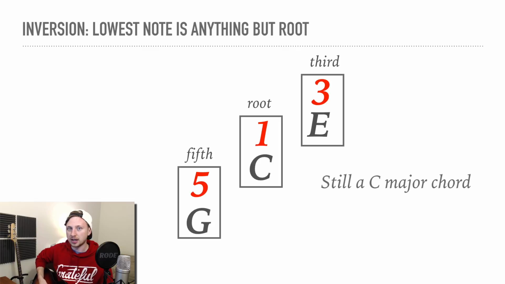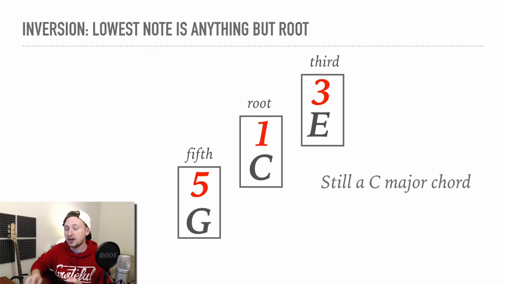Now, we could put the 5th down there as well. In this case, we've got G in the bass, and this is still a C major chord. Nothing about the nature of the chord has changed. We're just putting a different note in the bass position. And that is what an inversion is. Anytime you're playing a chord and the lowest note is not the root of the chord, if it's anything else, you're playing an inverted chord.